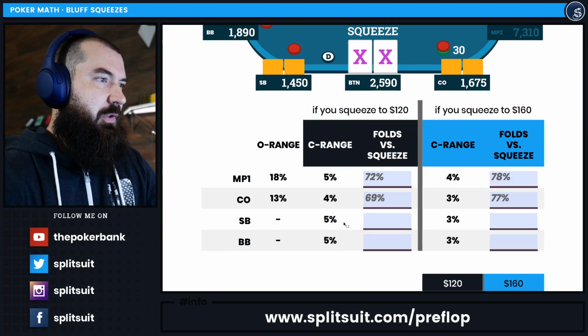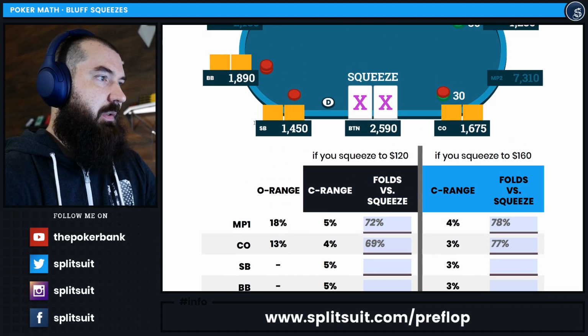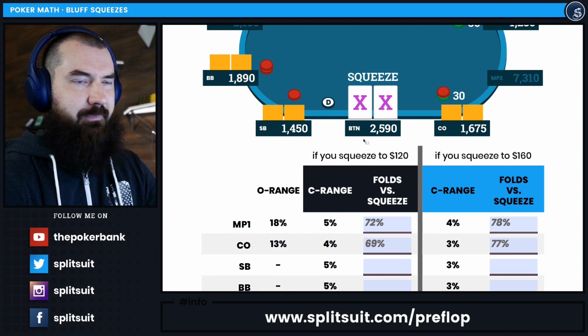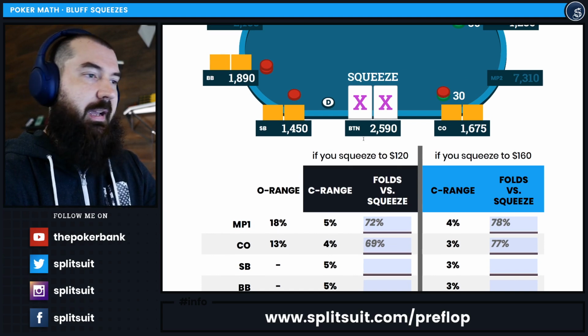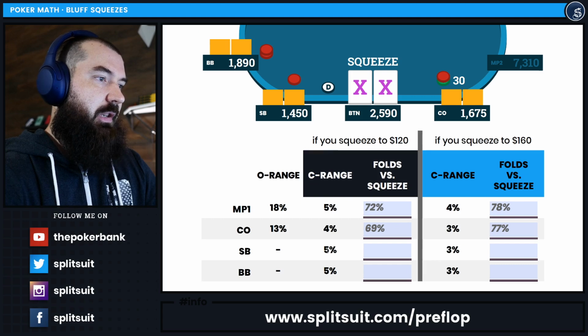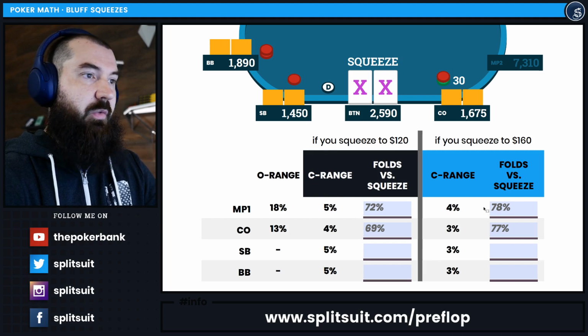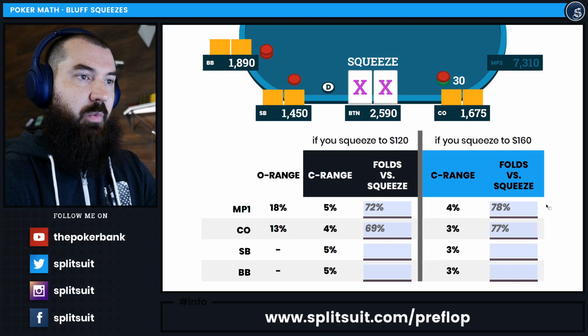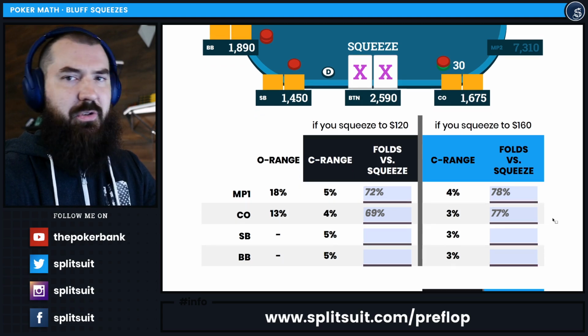And then the last situation here is looking at the blinds. So the small blind and the big blind have yet to act, and it's good to factor them in. Now, we're assuming that they're going to continue with 5% of hands when we squeeze to 120 and only 3% of hands when we squeeze to 160. And that should make a decent amount of sense, right?